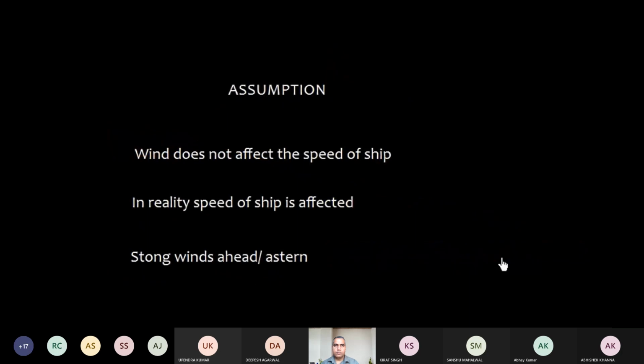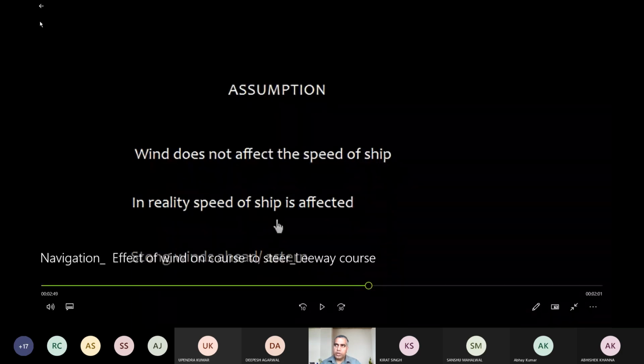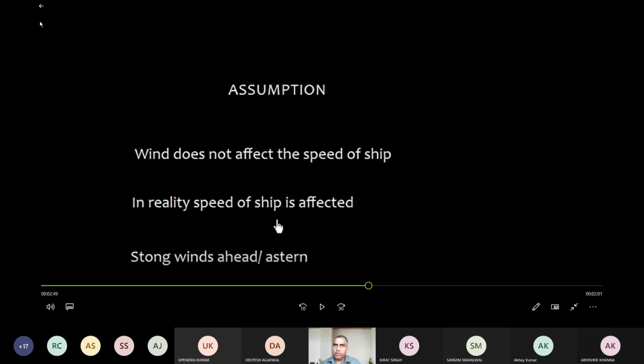However, we have some assumption. And the assumption is that the wind doesn't affect the speed of ship. Okay, beta. So in chart work, we have this assumption that whenever the wind pushes the vessel, it does not affect the speed of the ship.